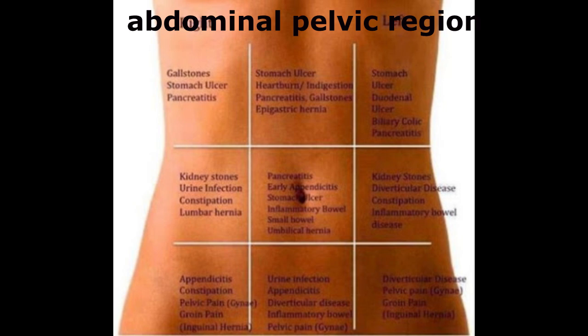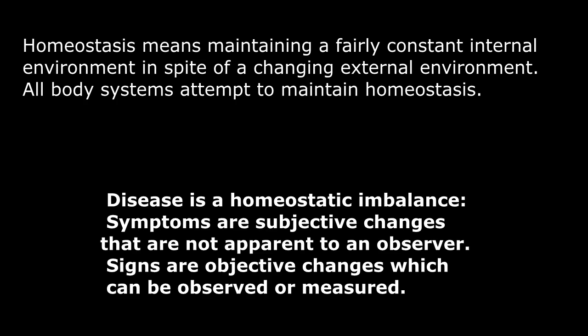Homeostasis means maintaining a fairly constant internal environment in spite of a changing external environment. All body systems attempt to maintain homeostasis. Disease is a homeostatic imbalance. Symptoms are subjective changes that are not apparent to an observer. Signs are objective changes which can be observed or measured.